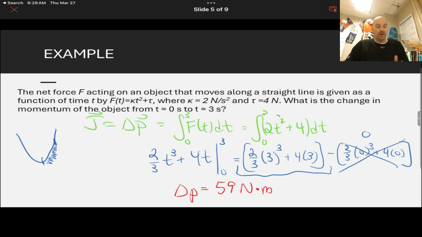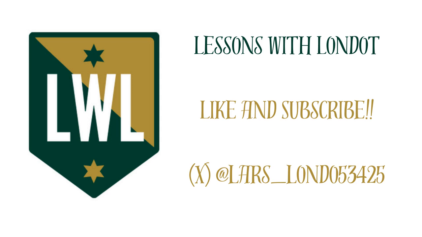Okay. So that was the impulse given to it. That was the change in momentum. There could be a part B to this question that says, hey, what is the force experienced over this interval? Well, then you just simply divide this by 3, and that would give you the average force. Okay. But this is the impulse-momentum theorem. Now we're going to shift into conservation of momentum.